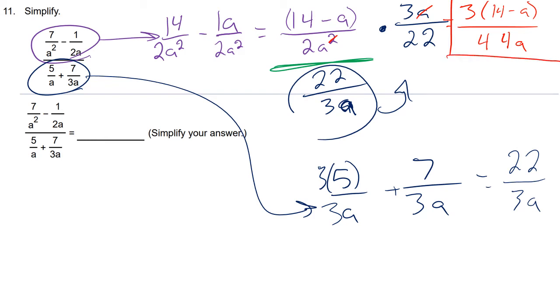Double check, make sure nothing cancels out. 3 doesn't go into 44, and so we're done right there. It doesn't look super simple, but there's only one fraction involved, only one fraction line.